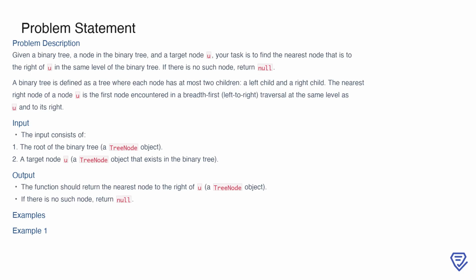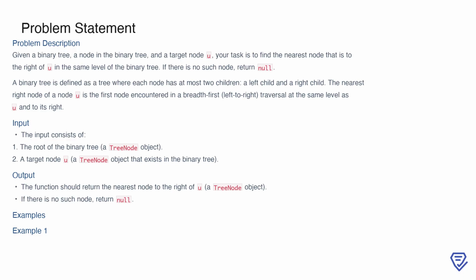In this problem, we are tasked with finding the nearest right node of a given target node u in a binary tree. To clarify, we are looking for the first node that appears to the right of u at the same level of the tree during a left-to-right traversal. If no such node exists, we return null. A binary tree, by definition, is a tree structure where each node can have up to two children, referred to as the left and right child.